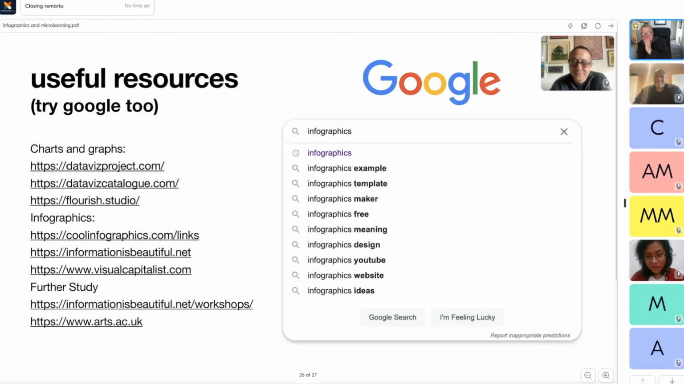These are the useful resources that I think you can have. The data viz projects and the data viz catalog are absolutely awesome. They've got lots of examples. My most favorite one on here is Flourish Studio. Flourish Studio is completely free. There are a couple of things that you've got to pay for, but most of the graphs are free on there, and they've got really good examples of how you can use them. So if you want to go anywhere, check out Flourish Studio. You'll love it.